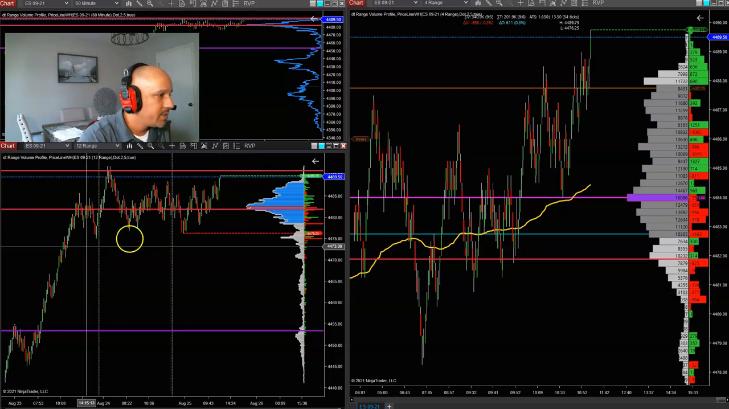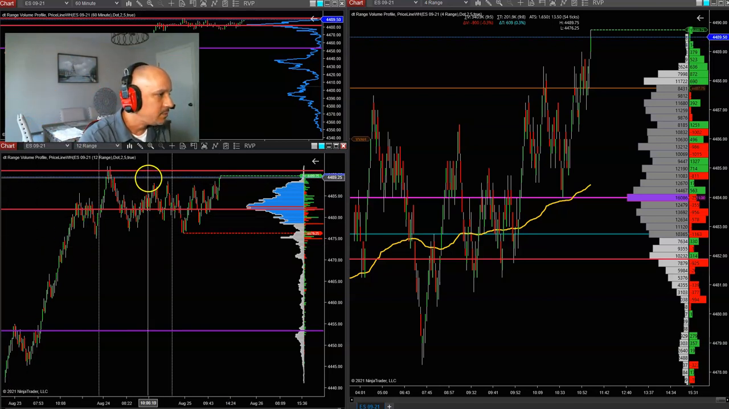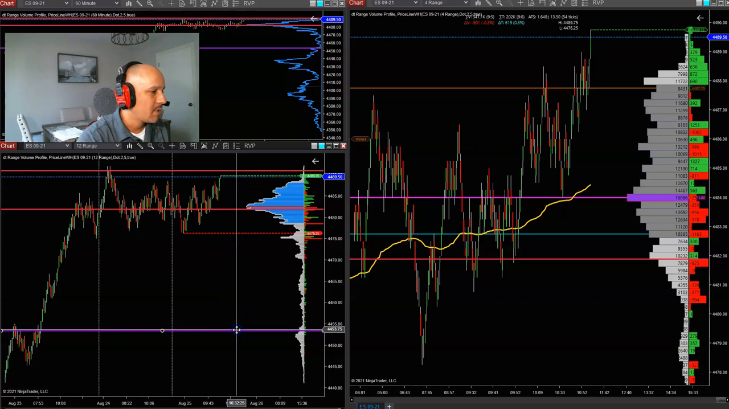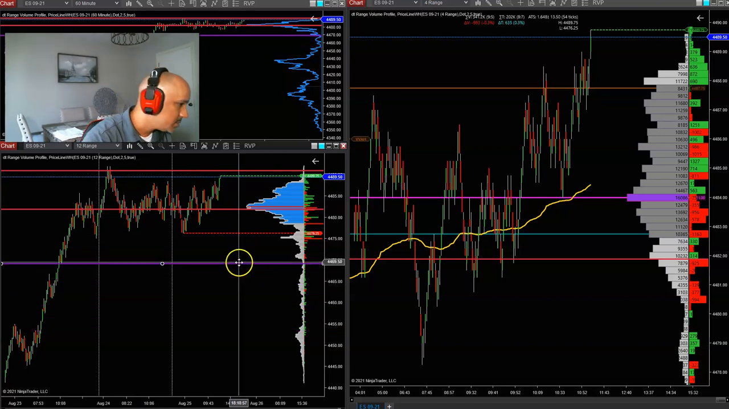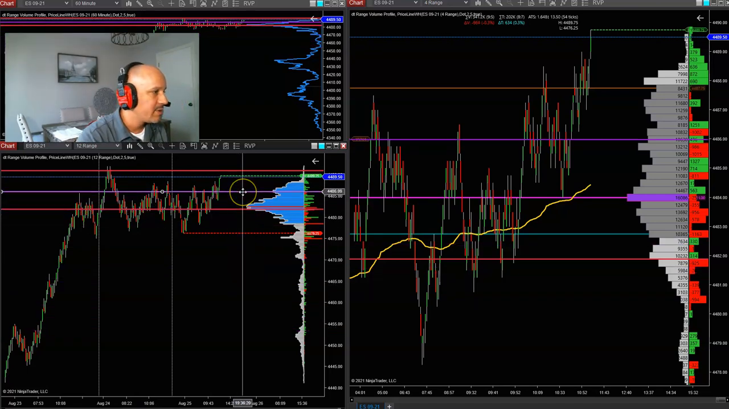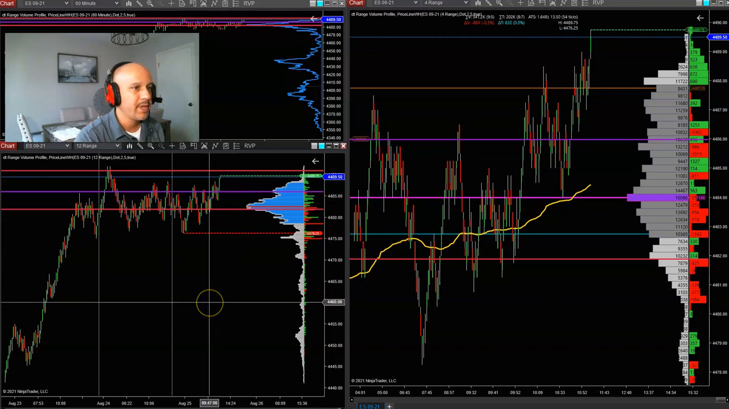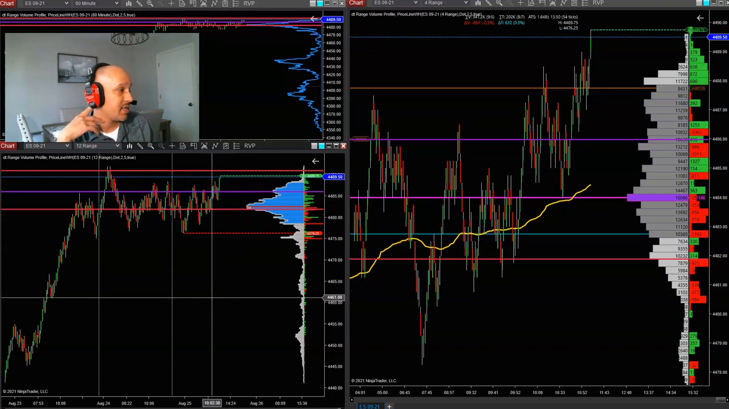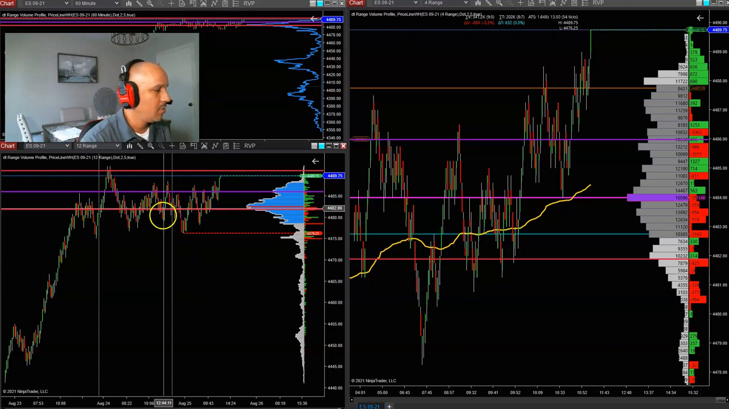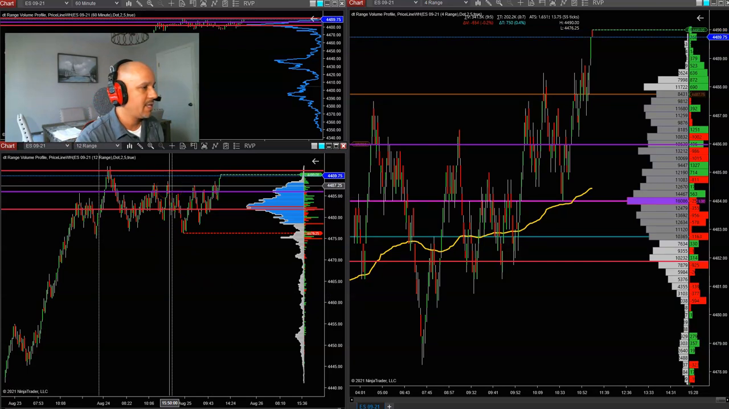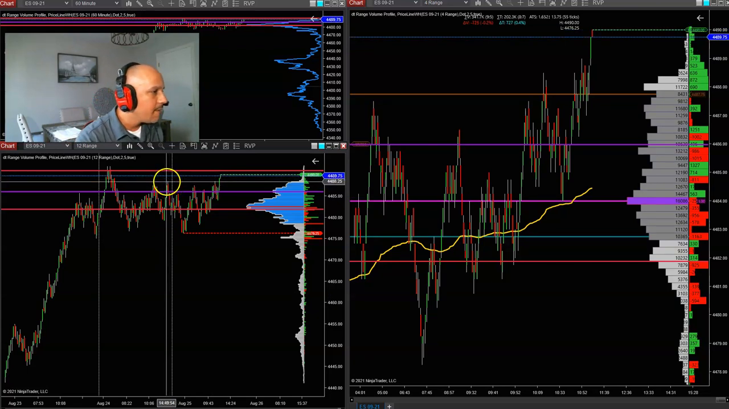But okay, so we just closed above that area. So I'll take this purple line right here, and I'm going to move it up to around this area right here, guys. This is where I'm targeting the price will come back to. But I could be wrong. Price could actually bounce or come down to 44.88, like I said, and push higher.